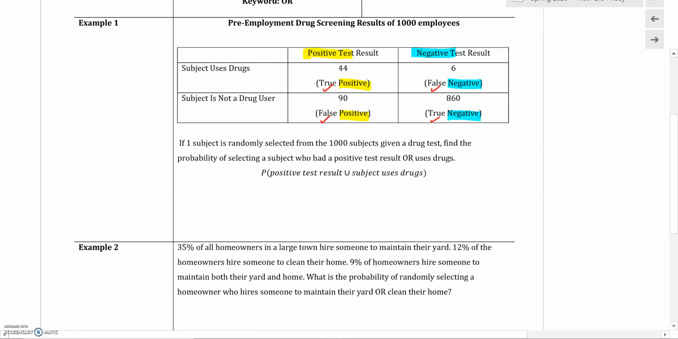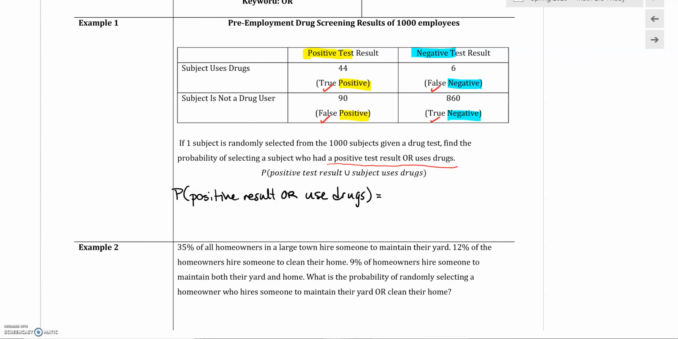Okay. So the question is, if one subject is randomly selected from the 1,000 subjects given a drug test, find the probability of selecting a subject who had a positive test result or used drugs. I want the probability of positive result or used drugs.